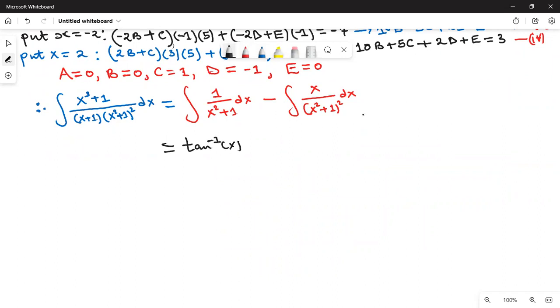What about the second integral? We are going to use u substitution. So let u be equal to x squared plus 1. So that du is 2x dx. So u is x squared plus 1. So this means du dx is 2x. Or you make dx the subject. So x dx is simply du over 2.